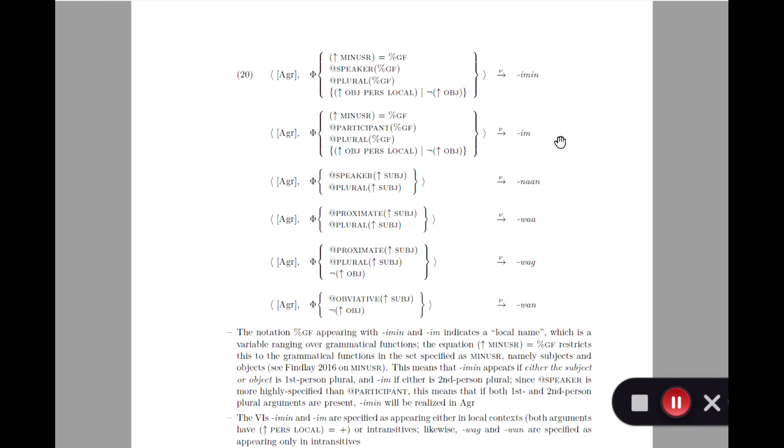And the imin and im elements are actually specified so that they can mark features of both the subject and the object, which is accomplished by this -r thing here. So basically, if either of the two -r roles, subject and object, are speaker in plural, you get imin. And if either of them are participant in plural but not speaker, then you get im, and so on.